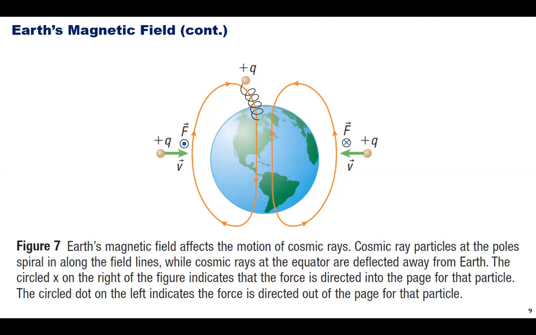At the poles, the magnetic field is perpendicular to the surface and much stronger. Cosmic rays spiral along magnetic field lines, and at the poles, they spiral downward. The interaction of these cosmic rays with atmospheric gases causes the aurora borealis that you read about at the start of our lesson. We will learn about the circular motion of charged particles in the next few lessons, okay?